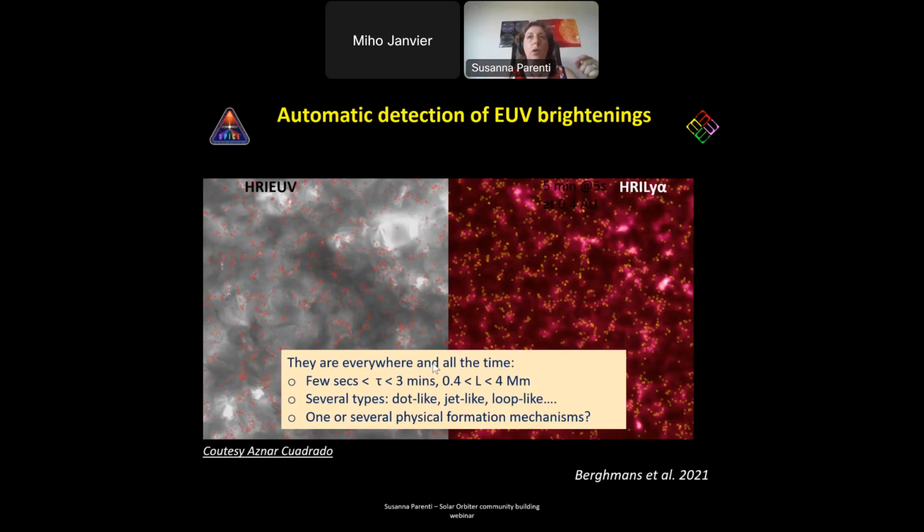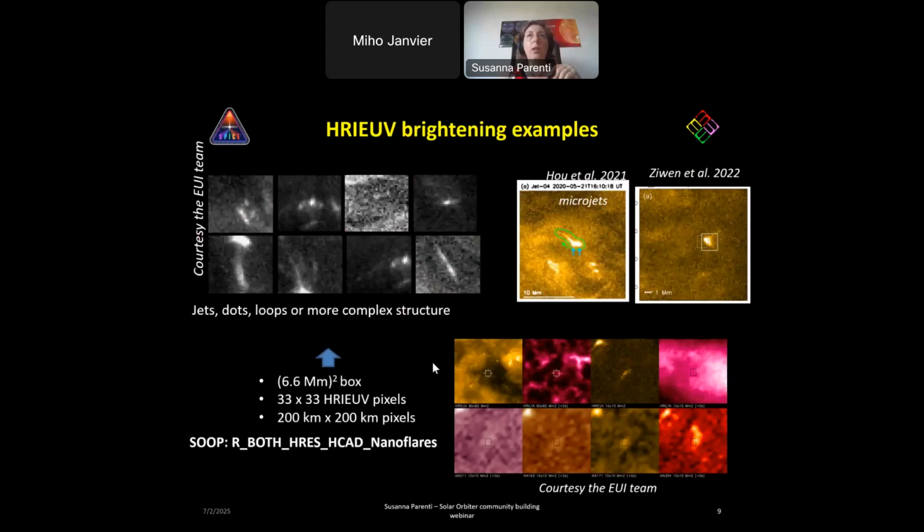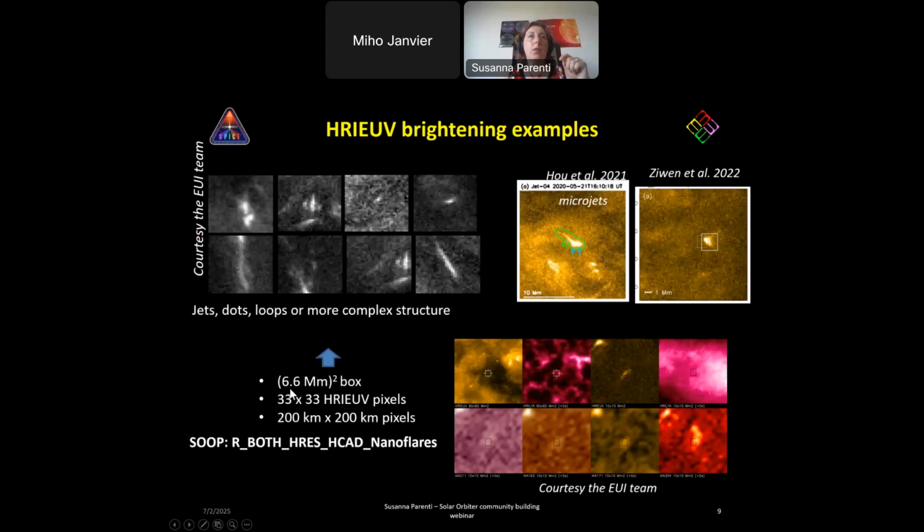Of course, you want to know if they are linked, if there is just one mechanism at the base of all this variety of phenomena. Okay, so here they are. These are some examples of what they look like. As I was saying, you have loop-like events, you have dots, you have more complex ones, you have jets here. You see this is a 6.6 megameter square box, and there are other examples.